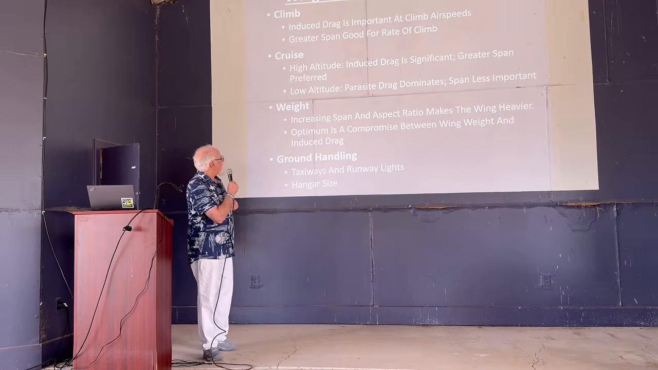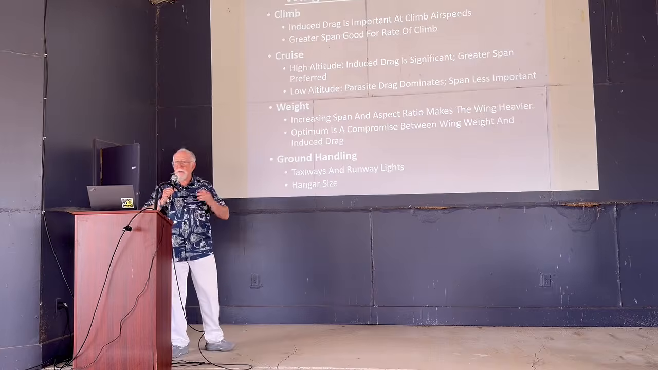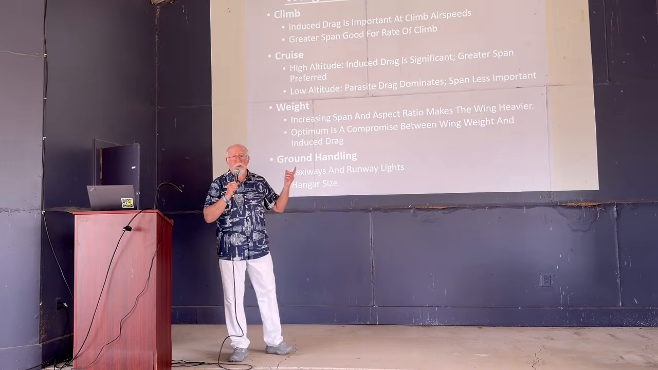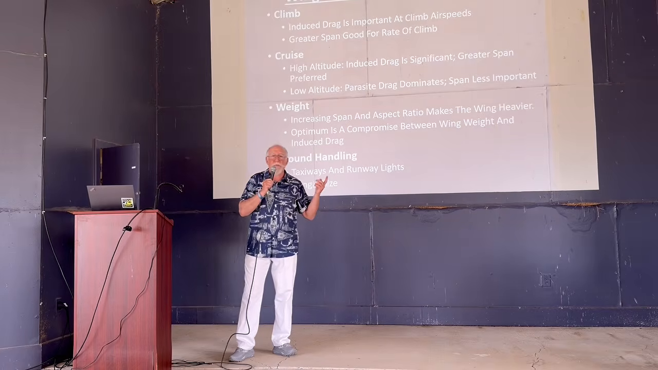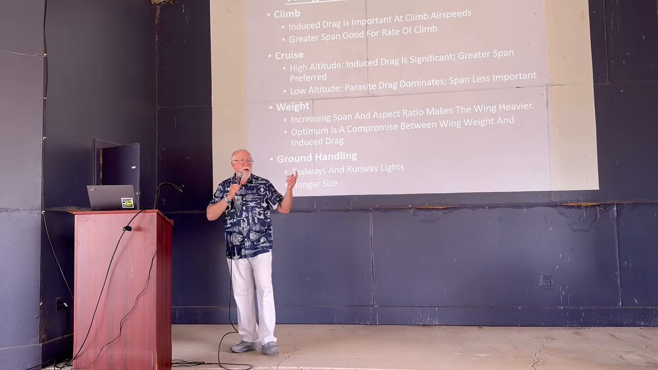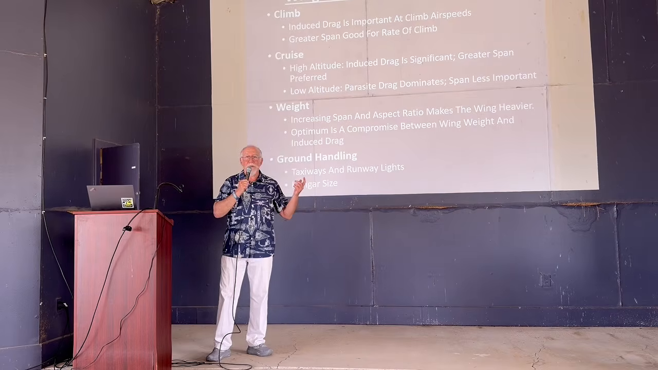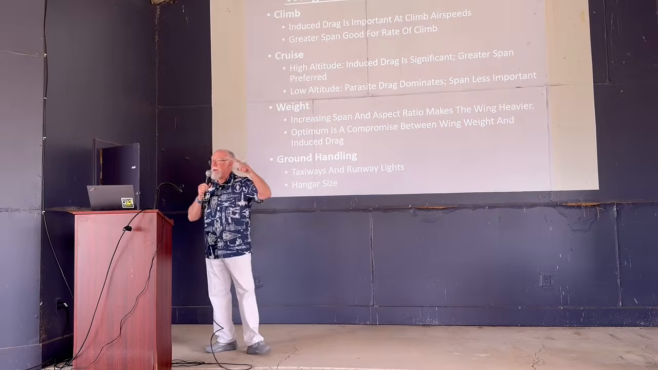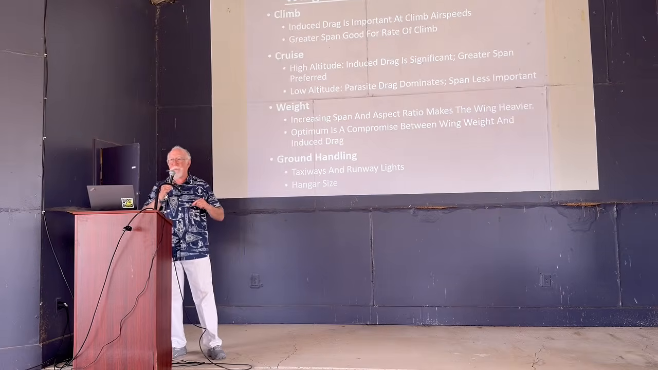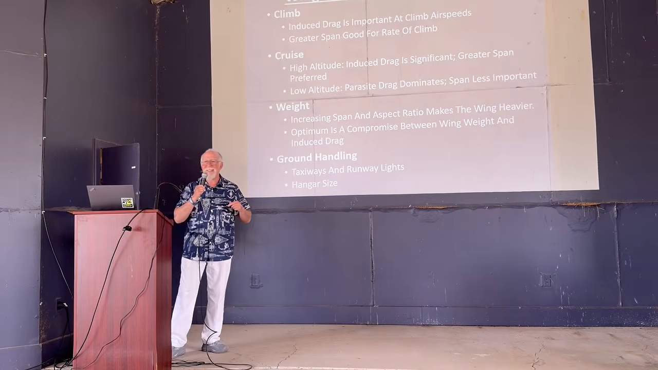So wing size, induced drag is a function of span loading. So you can improve L over D, you can reduce induced drag and improve rate of climb by increasing span or by reducing weight. And if you come on Thursday when I talk about low aspect ratio airplanes, I'll show you how going extreme in the other direction can also work.